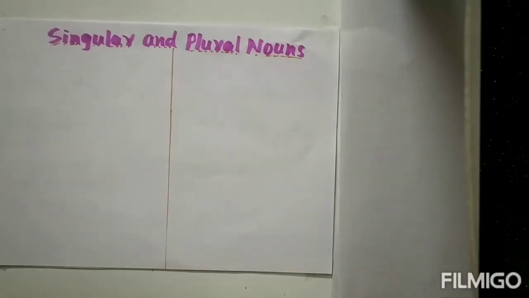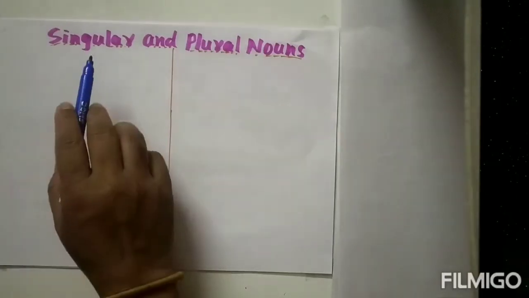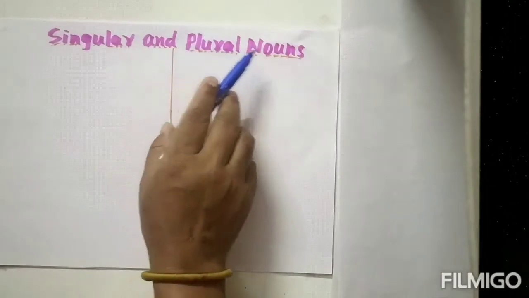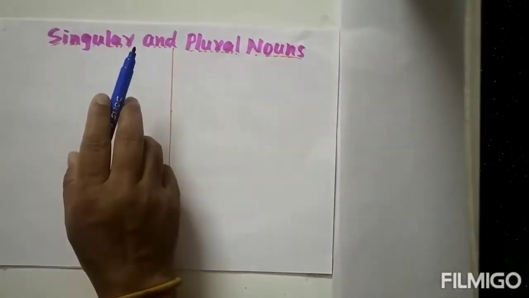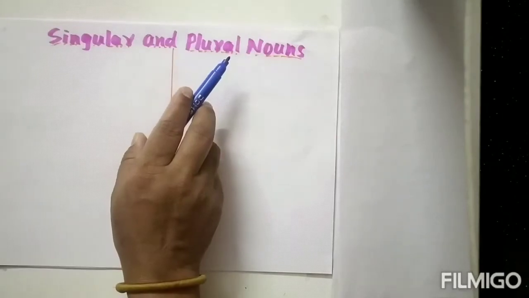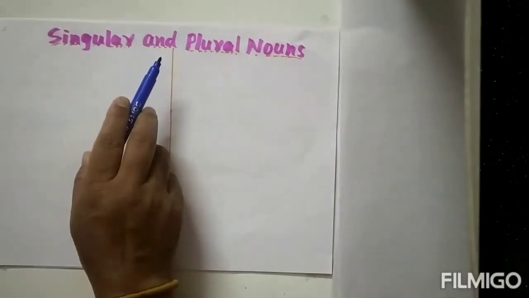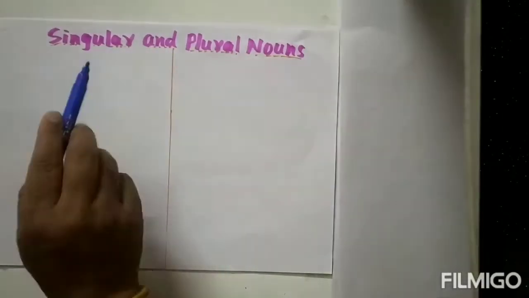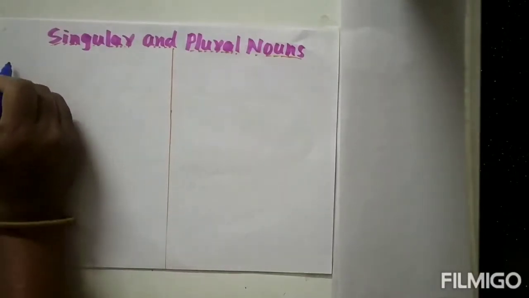Hello students, today we are going to study singular and plural nouns. Countable nouns can be both singular and plural. For example, we can say 1 cow, 4 cows. First, we will see singular noun.